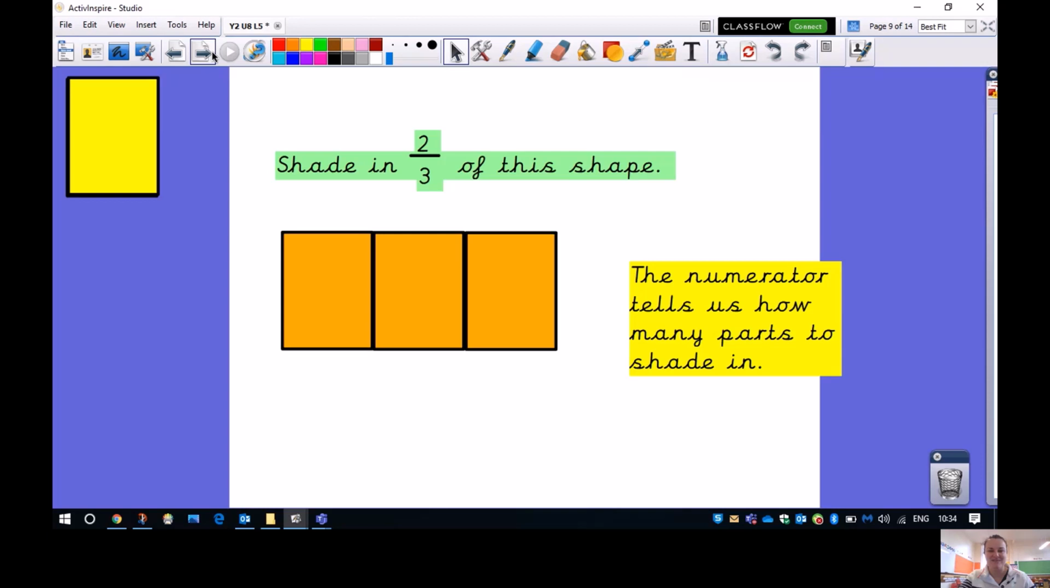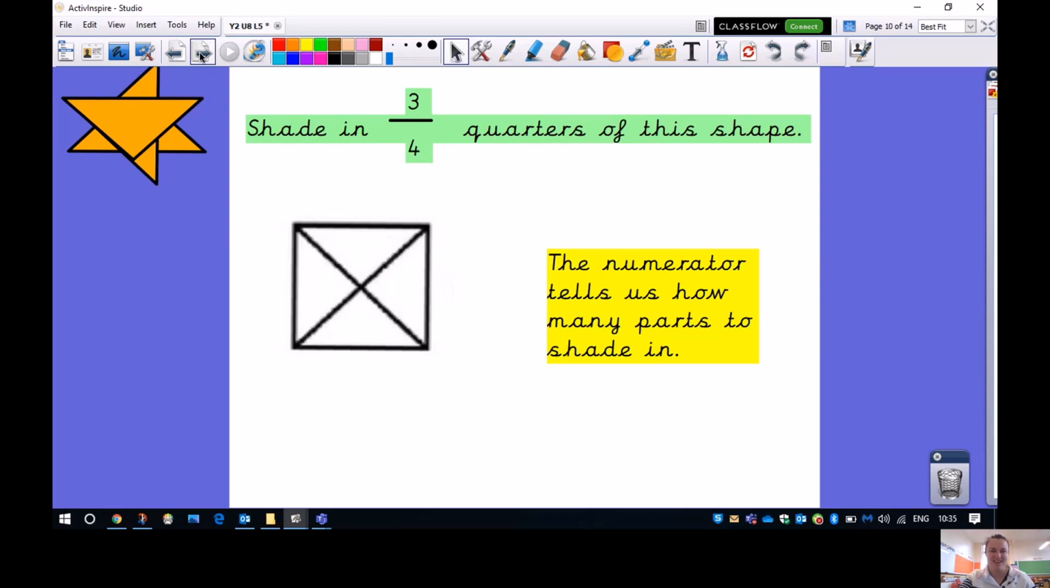Now we're going to be working through how to shade in 2/3 of this shape. And we know that our numerator, our top number, tells us how many parts we need to shade in. So, how many parts do we have altogether? 1, 2, 3. How many do I need to shade in? I need to shade in 2. 1, 2. I have shaded in 2/3 of this shape because the whole is 3 and I have shaded in 2 equal parts.